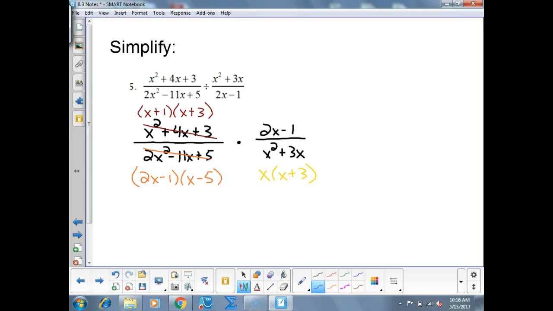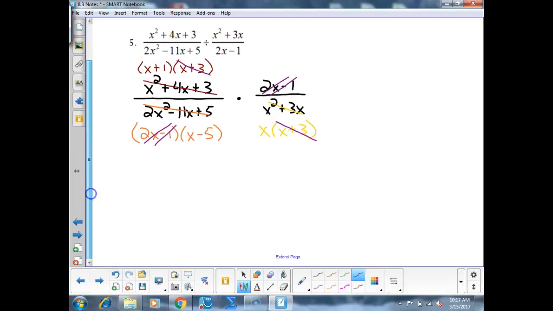Now I can start crossing stuff out. x plus 3. 2x minus 1. Oops, I forgot to cross out that one. Okay. Is that it? Yep. Okay. So, then that would give me, on top I'm left with x plus 1. On the bottom I'm left with x minus 5.